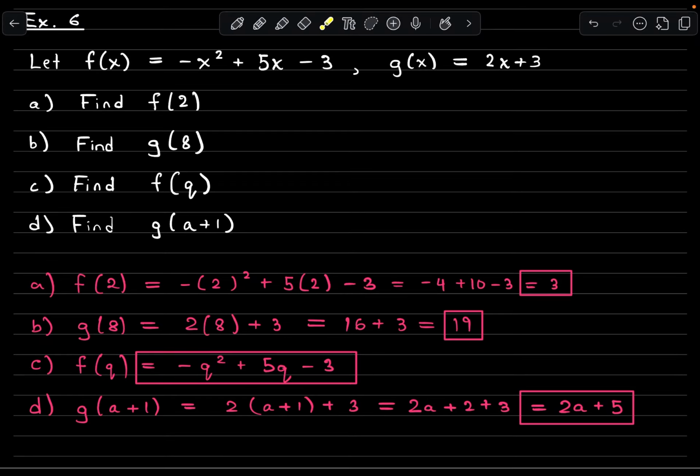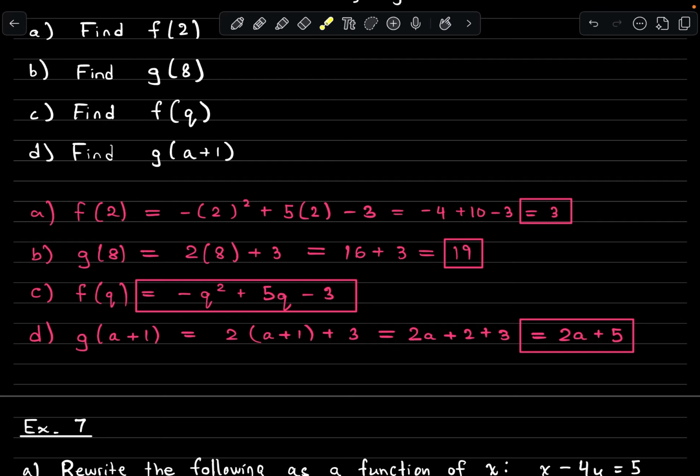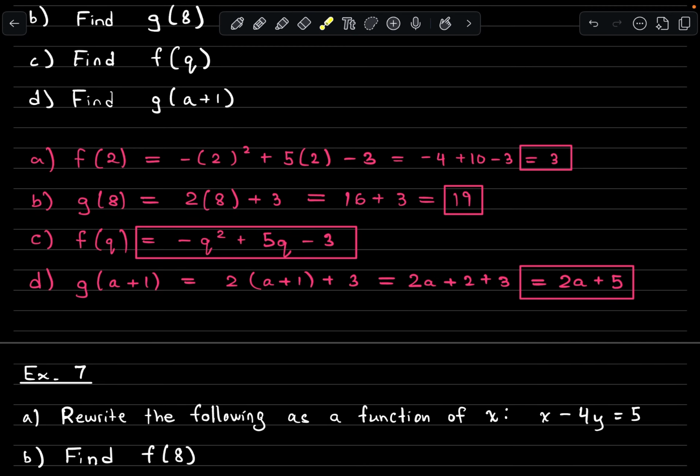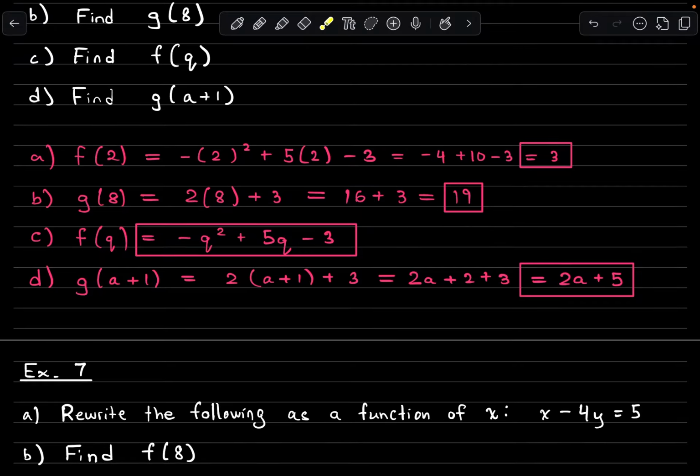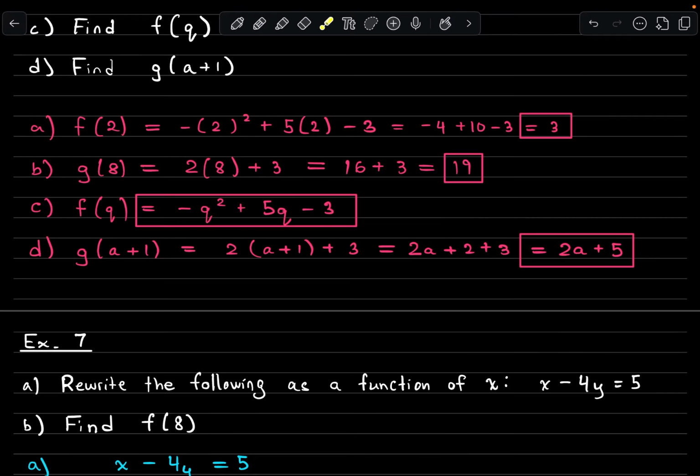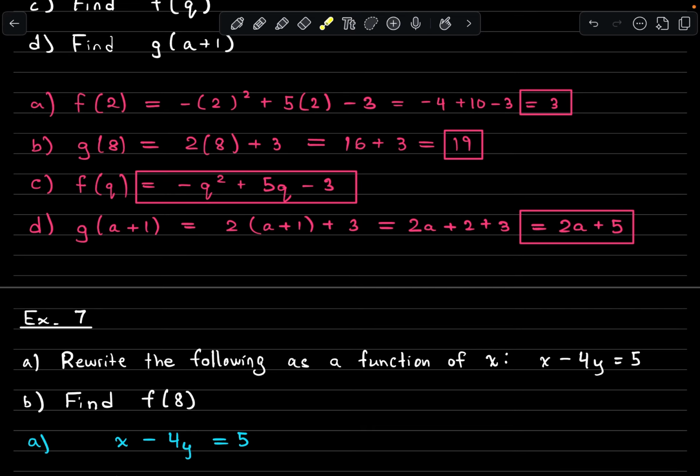Okay, next we've got example 7. Part A says rewrite the following as a function of x. So we've got x minus 4y is equal to 5. We're going to try to isolate the y, rewrite y in terms of x, and then we can replace y as a function of x, so f of x. And then finally, we're going to use that to find f of 8. So let's see how that looks. So we've got x minus 4y is equal to 5.